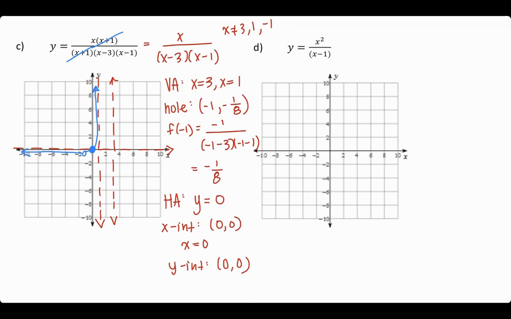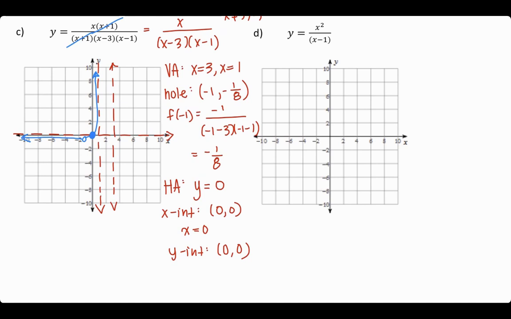Okay. So this is all I know about my graph so far. We don't know what's happening over here. So what I'm going to want to do is find at least one point in each of these sections. I'm going to find a point, let's say x equals 2. X equals 2 is nice because it's right in the middle.